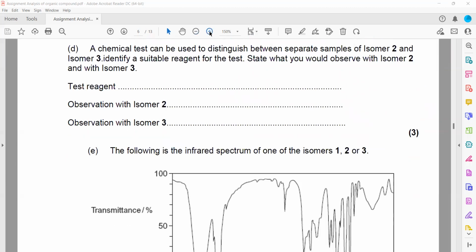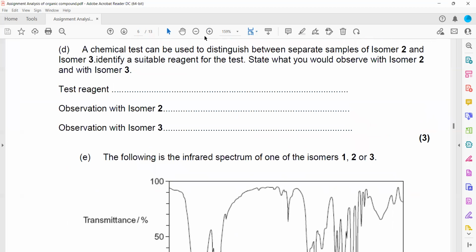Then a chemical test can be used to distinguish between separate samples of isomer 2 and isomer 3. Identify a suitable reagent for the test and state what you observe with isomer 2 and 3. So isomer 2 is an aldehyde, isomer 3 is a ketone. If you want to distinguish aldehyde and ketone, we can add Fehling's or Benedict's solution. As a result, a red precipitate will form. But in the case of the ketone, there will be no visible change.